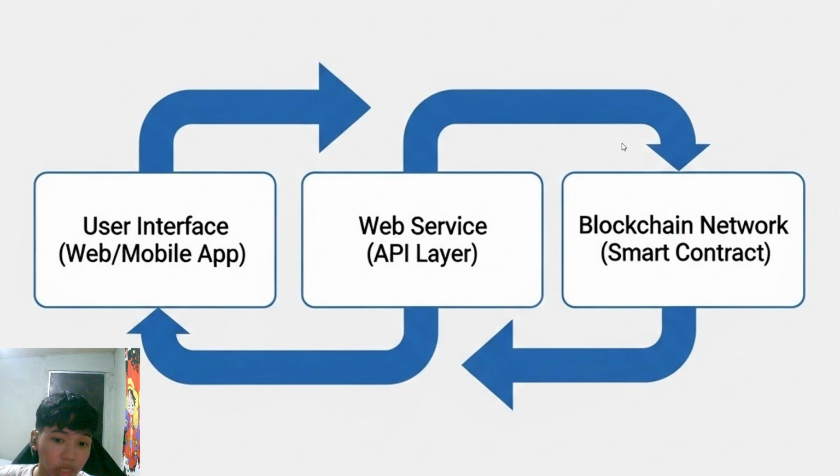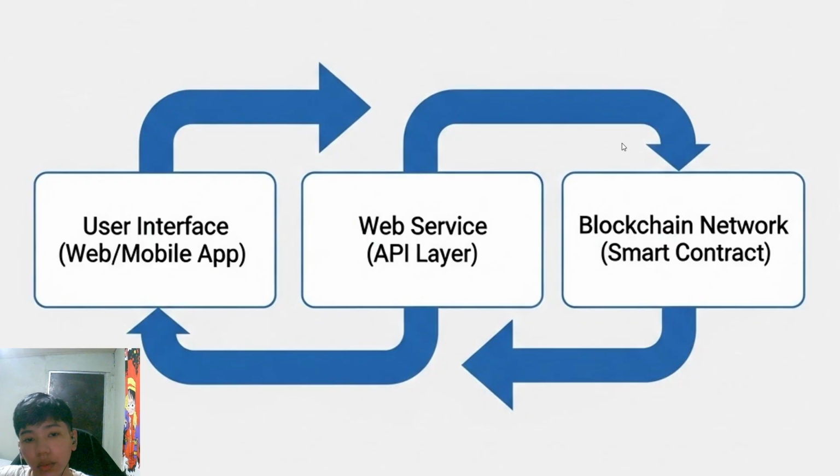Number three, the blockchain network. The web service communicates with a specific node. It is a server running the blockchain software. Now the node executes the requested function on the smart contract to either read from the immutable ledger or write a new validated transaction.